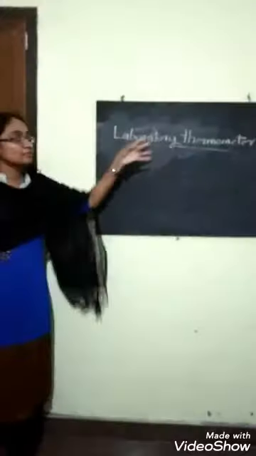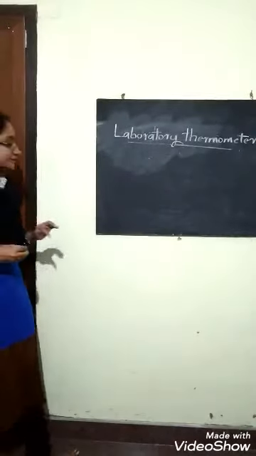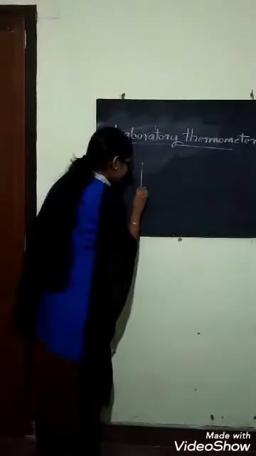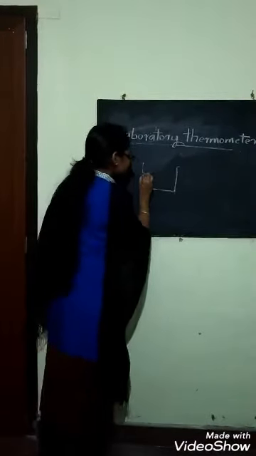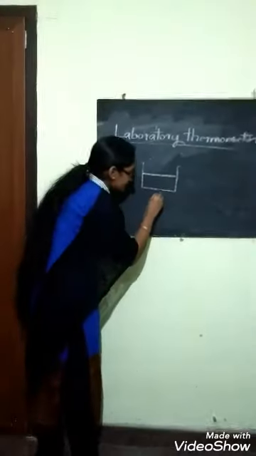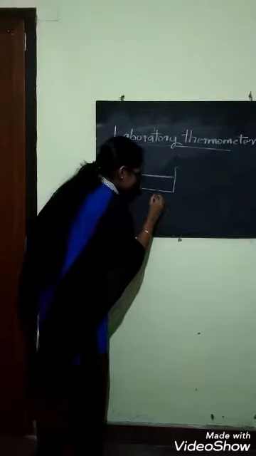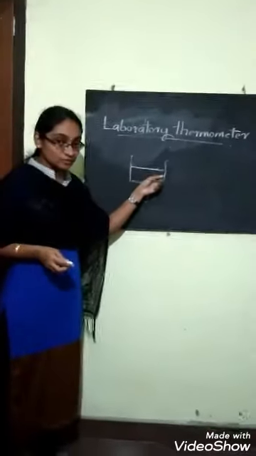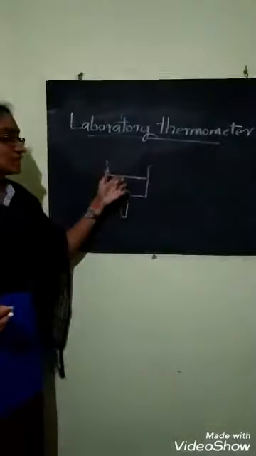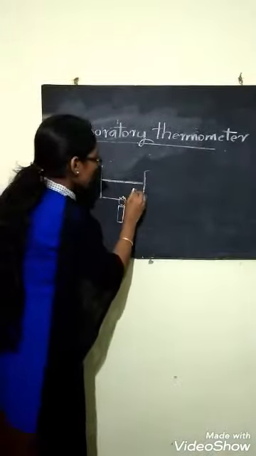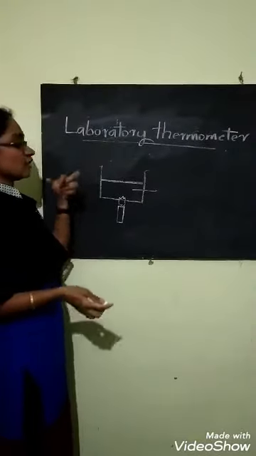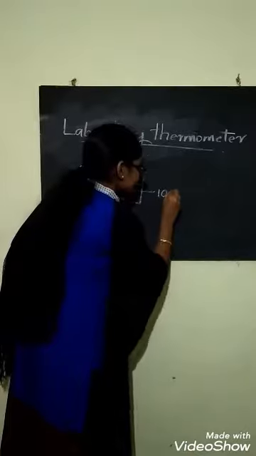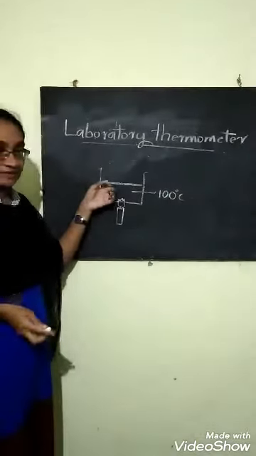Laboratory thermometer. As its name suggests, we use this thermometer in the laboratory. Now, I am taking a beaker and filling it with water, and I am giving it heat. That is, I am just putting a candle here. Then what happens? This water starts to get heated, and after some time it will boil. So now the temperature of this water is 100 degrees Celsius. That is, the water boils.